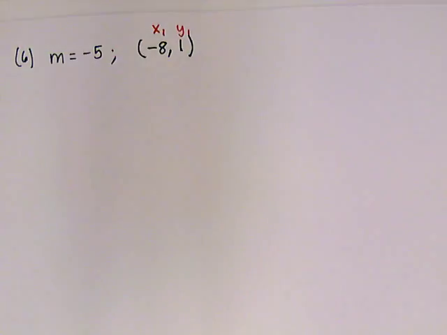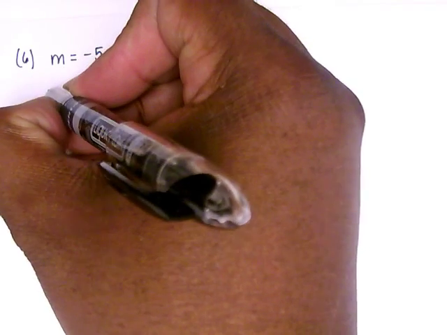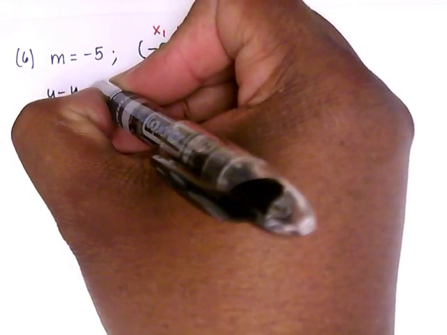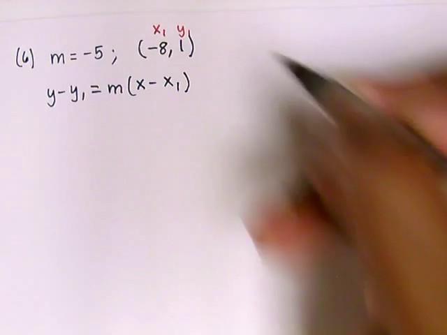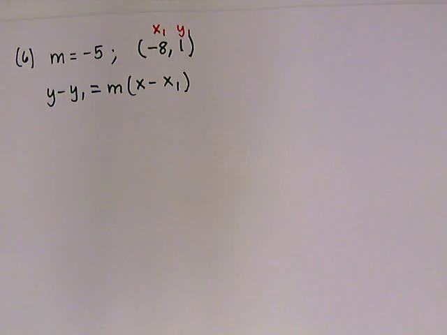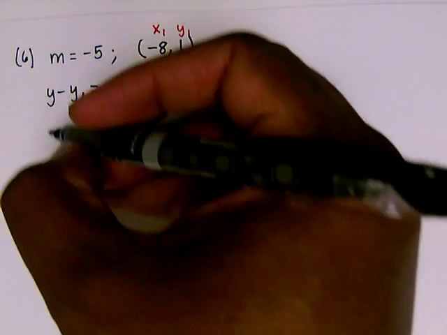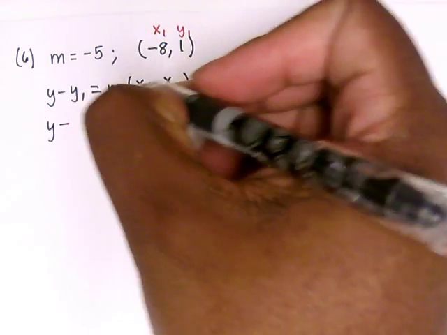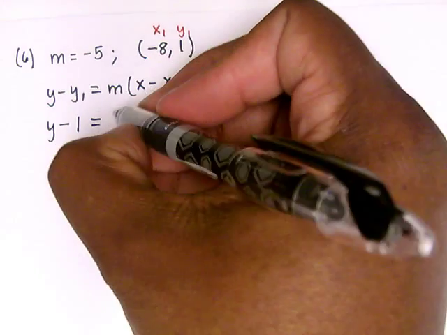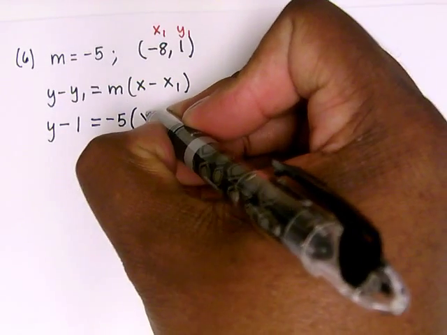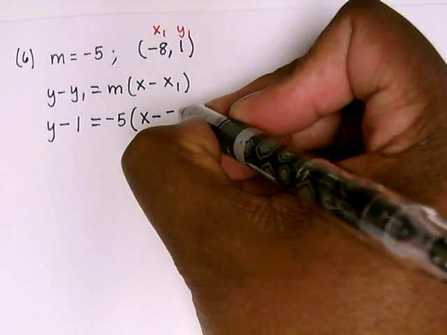So in this case here, our point-slope form is this: y minus y1 equal m times x minus x1. That's the point-slope form for the equation of a line. So here we're going to substitute the x1, the y1, and the m in that point-slope form. So here we're going to have y minus y1 is going to be the 1. That's equal to m, that's negative 5, parentheses, x minus x1, which is negative 8.